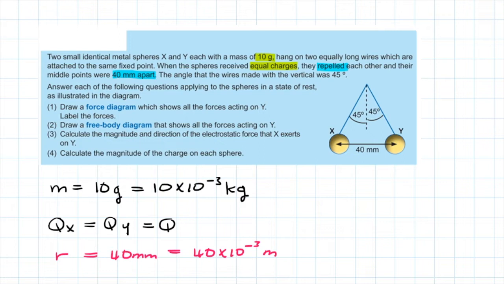The angle that the Y is made with the vertical is 45 degrees, and you can see that in the sketch. Now they say, answer each of the following questions applying to the spheres in a state of rest as illustrated in the diagram. Very important, whenever they mention a state of rest, do not ignore it.